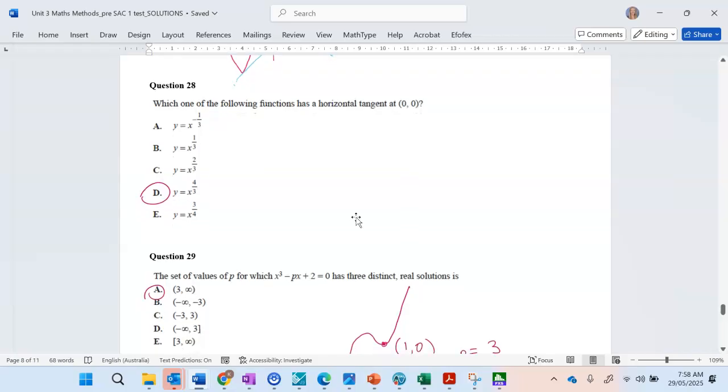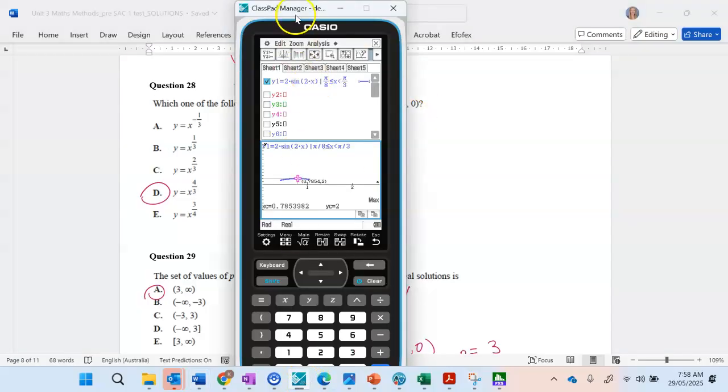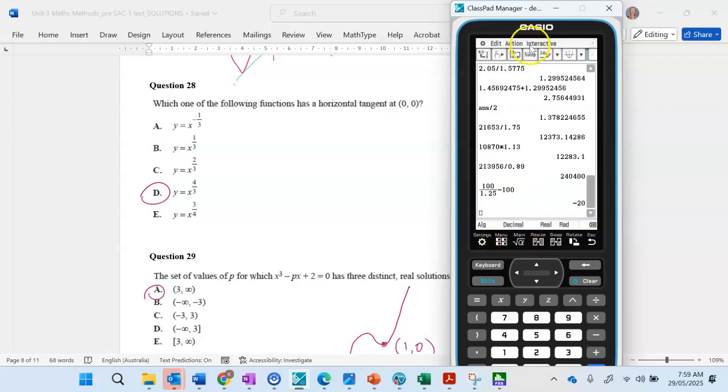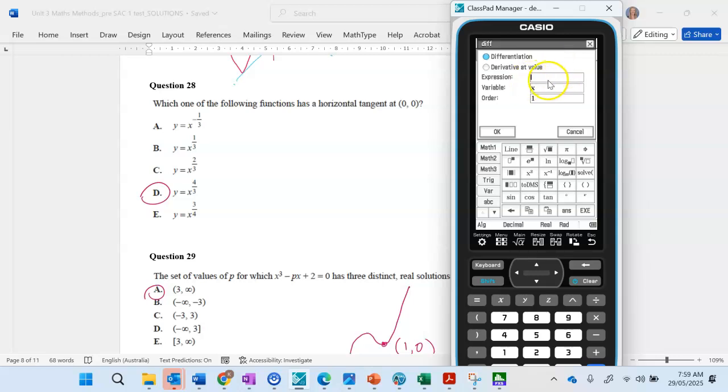All right, question 28, 62%. Which of the following functions? Oh, okay, so how did I do this one? You can sketch them, but you can also just find the derivative at 0. I think that's what I did. So I just went in, because it's at the point 0, 0. So just going to main, you can go to interactive, calculation, differentiate, put your expression in, and then differentiation at a value, and put 0 here.